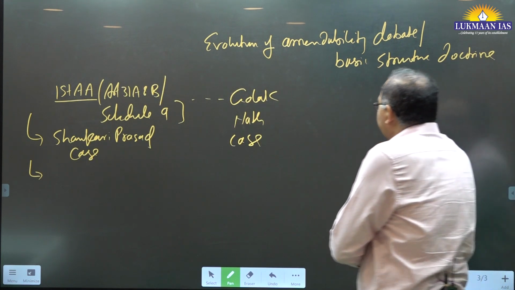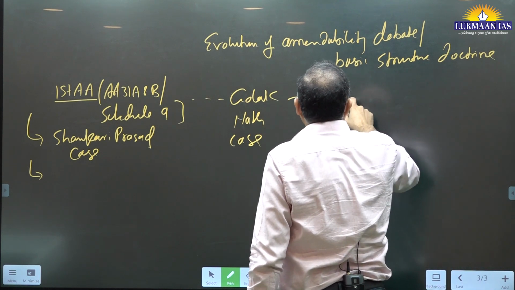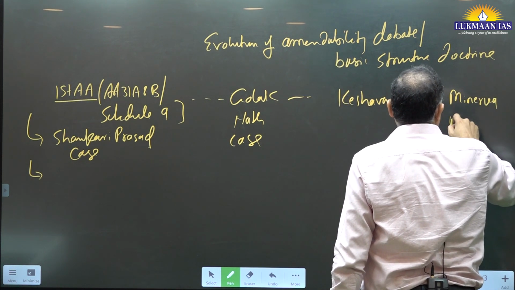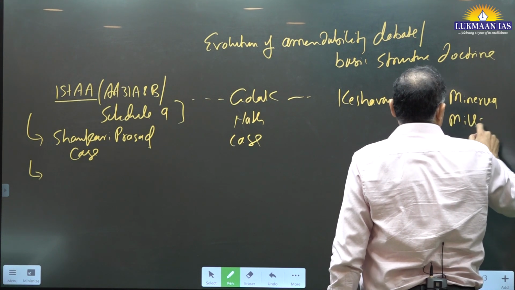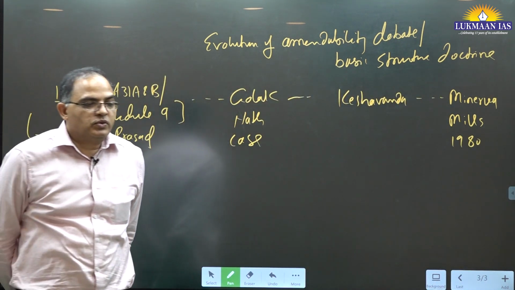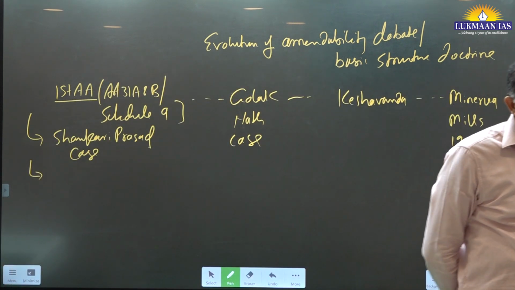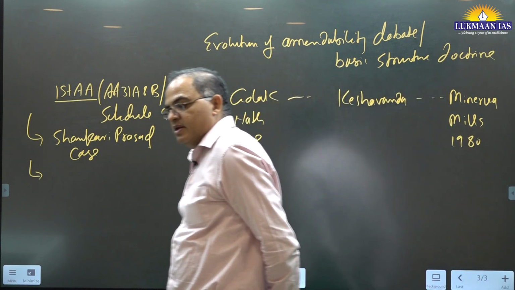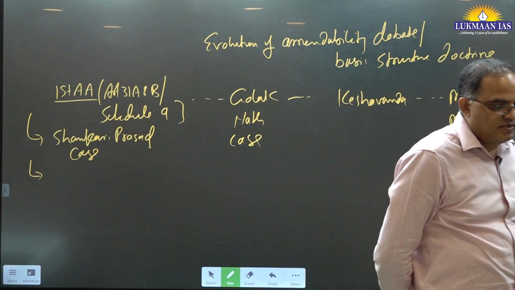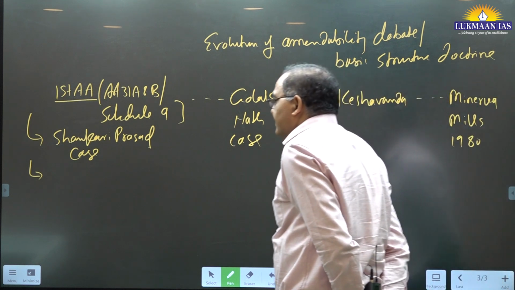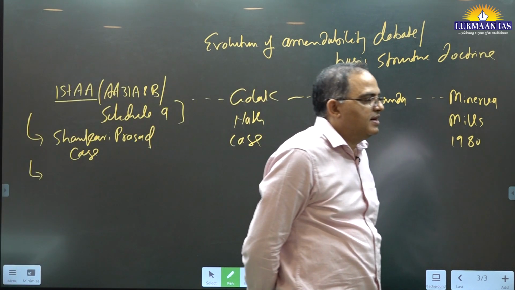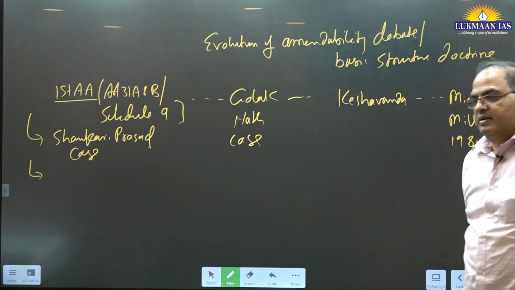Next, Minerva Mills case. The Supreme Court struck down 42nd Amendment Act, in brackets, objectionable parts. Finally, this case settled the debate on amendability and basic structure.